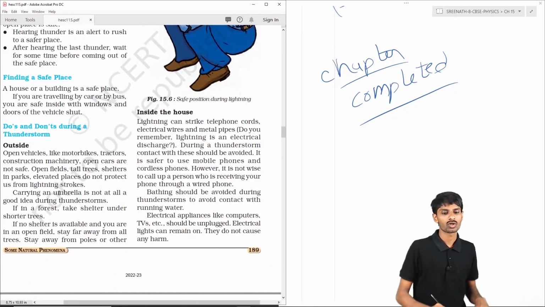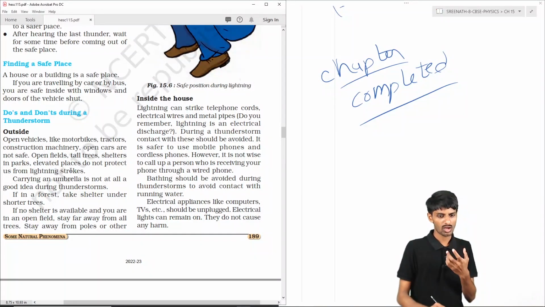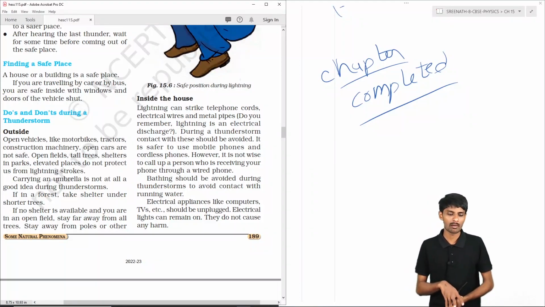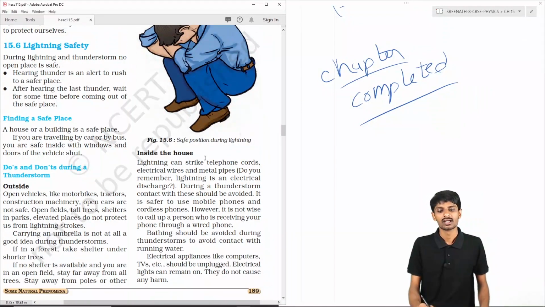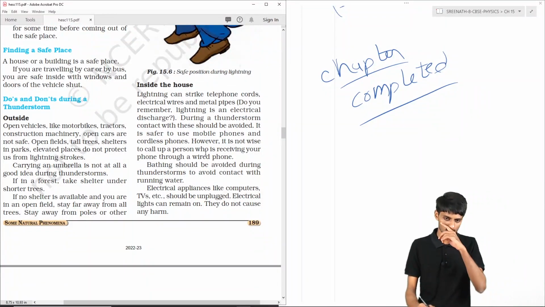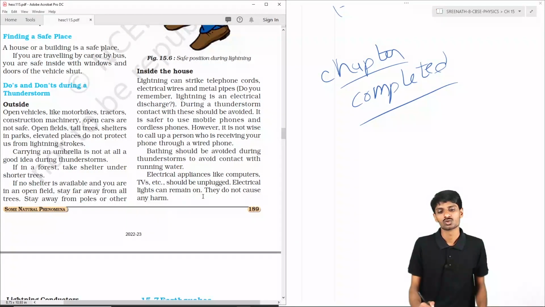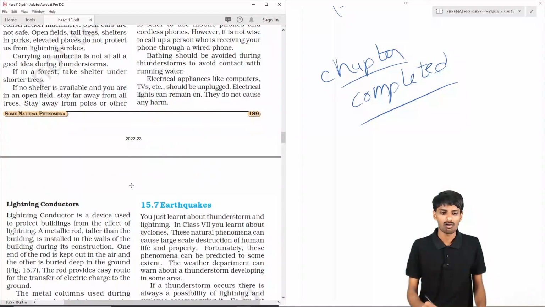If you are outside, open vehicles are not good, and don't carry an umbrella. If you are in an open shelter, you have to sit like this. If you are inside the house, the risk is less, but don't use telephone cords, electrical wires or metal pipes. Don't bathe, and electrical appliances should be unplugged.